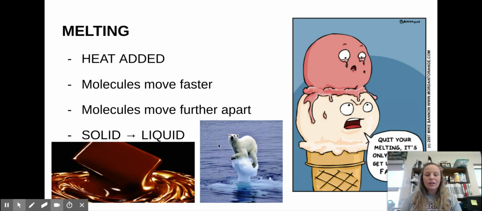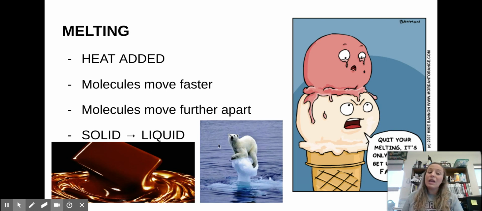So that's melting. And you've got the little ice cream cone cartoon right here, and it says, "Oh, quit your melting. It's only going to get us eaten faster." And ice cream's delicious. You've got a polar bear sitting on a melting piece of ice. That one is just sad. And you've got chocolate melting, which is still delicious, just a little messier.